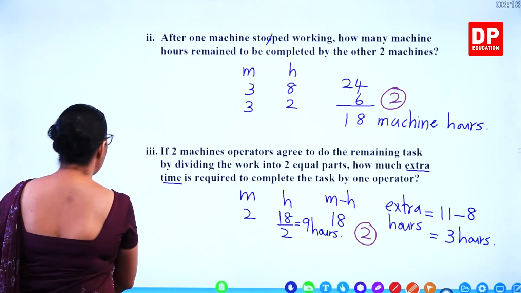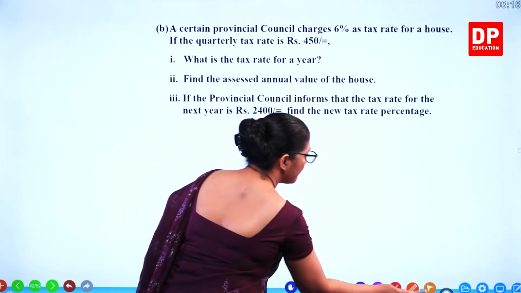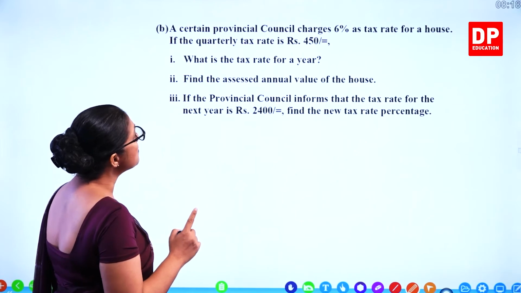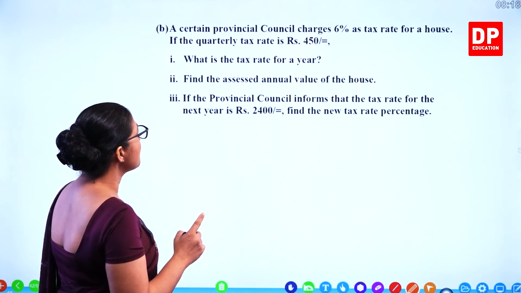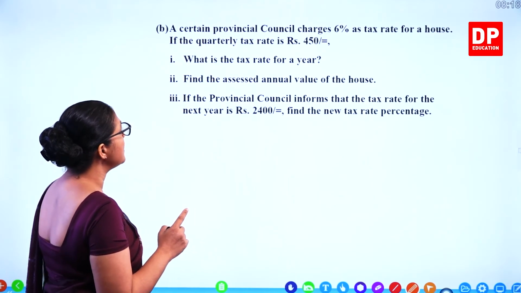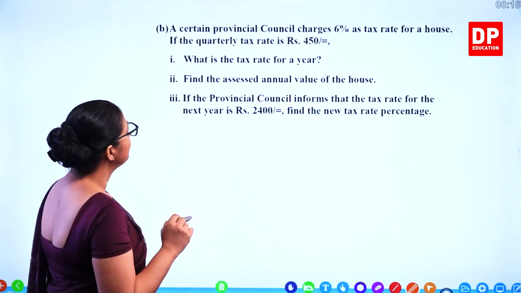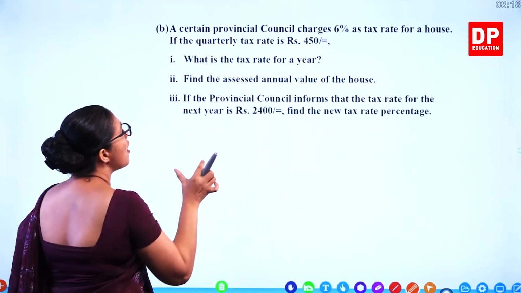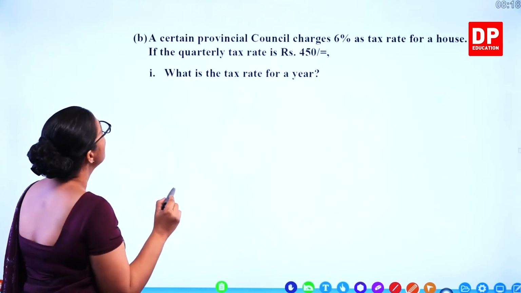Let's do part B. Part B is about rates. A certain provincial council charges 6% as tax rate for a house. If the quarterly tax rate is 450 rupees, what is the tax rate for a year? So actually this is not the rate, it's the tax charged for a year. So we'll do it separately. First part.